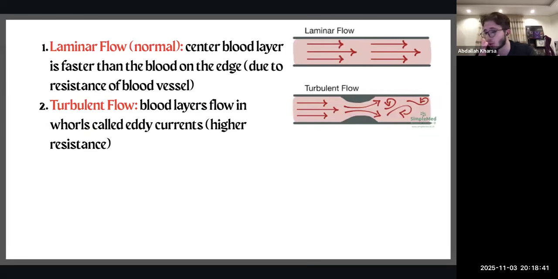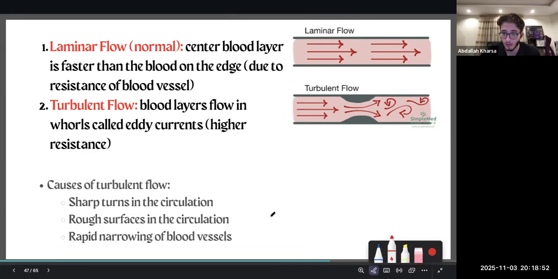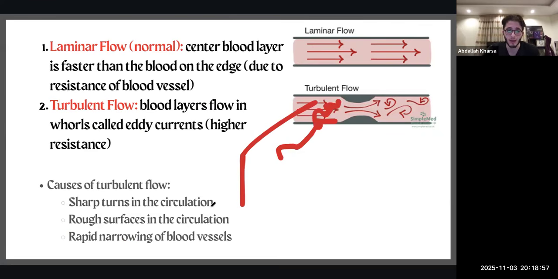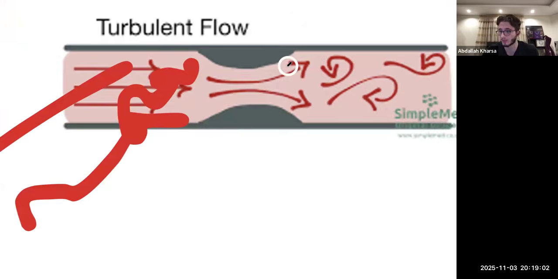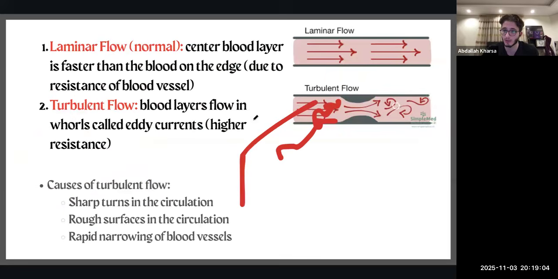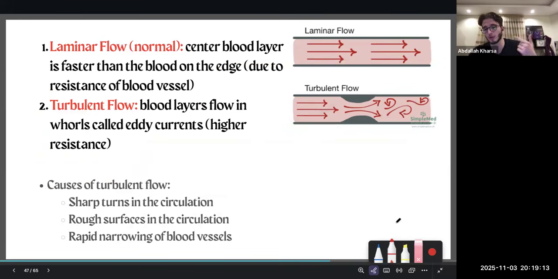There are different things that cause turbulent flow. If there's a sharp turn in the circulation, if blood is flowing and there's a sharp turn, let me draw. It's going like this, it might become all turbulent. If there's a rough surface like this right here, like this narrowing, this might be a plaque, this might be atherosclerosis, whatever maybe. This can cause, as you can see, it was laminar and then it became turbulent. The last one is rapid narrowing. If your vessels suddenly constrict, they might become turbulent for a bit.